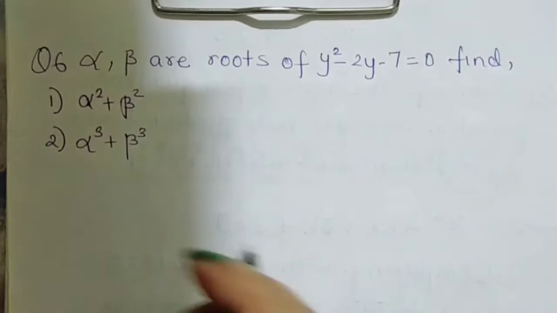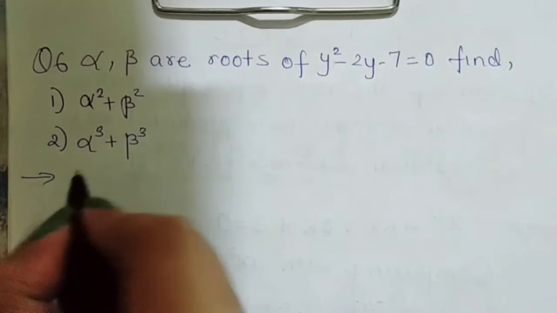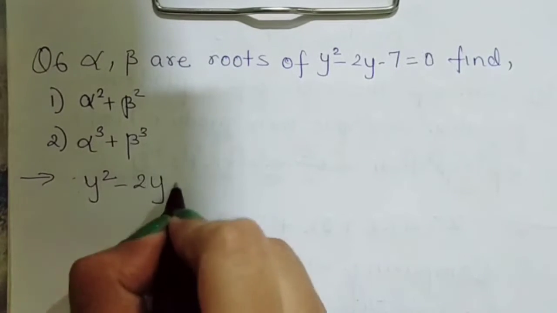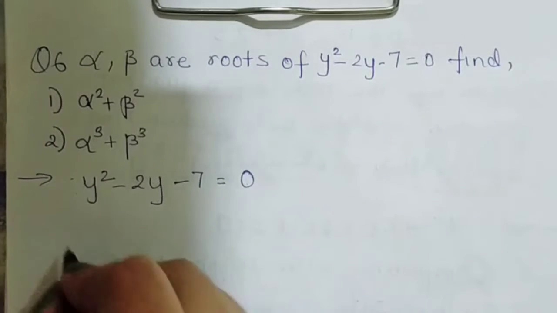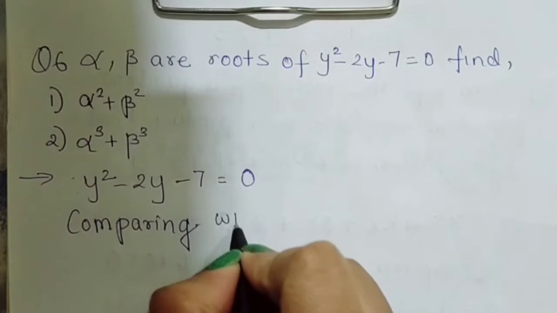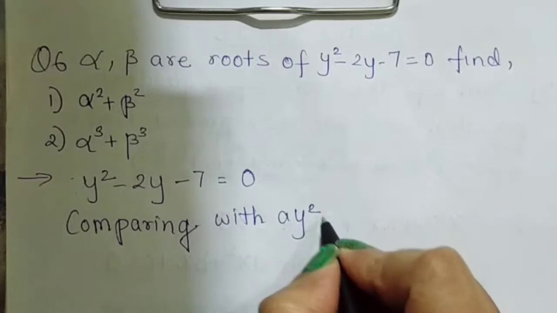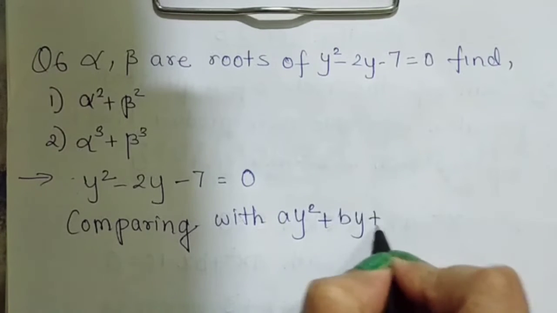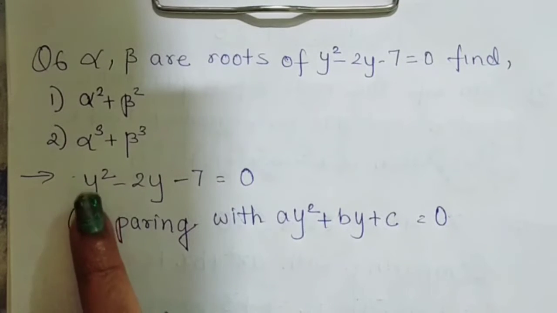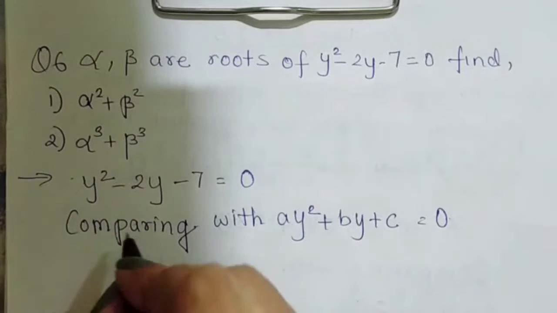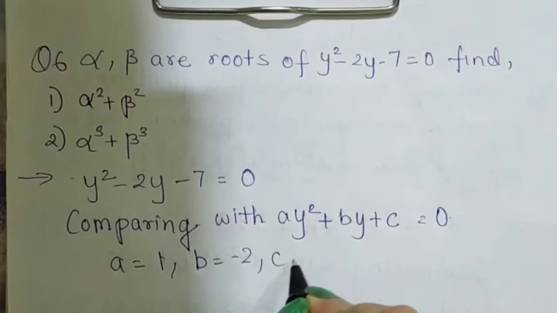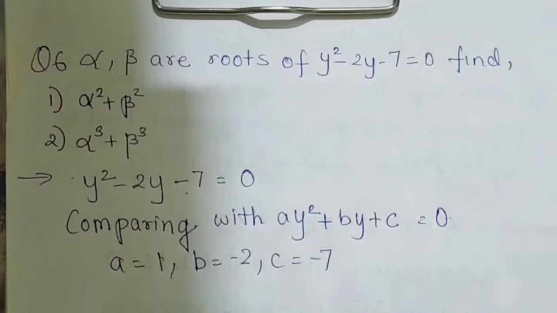So first I will show you how to write. First we'll write the equation y square minus 2y minus 7 equal to 0. Now we have to compare this with ay square plus by plus c equal to 0. Because the variable is y, that's why I am writing y here. Now a is what? 1, b is -2, c is -7.